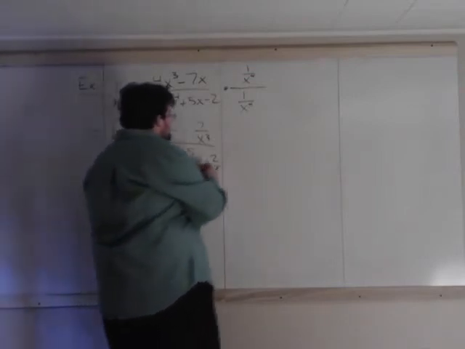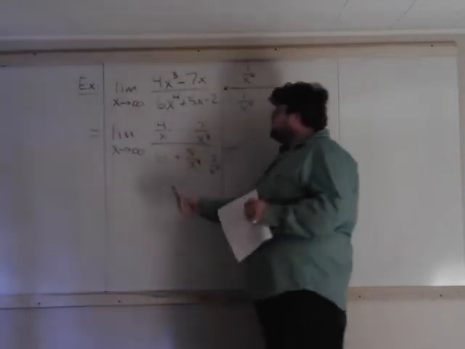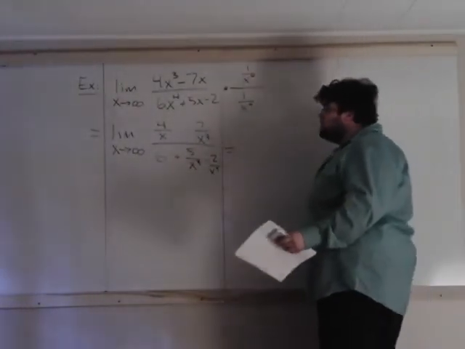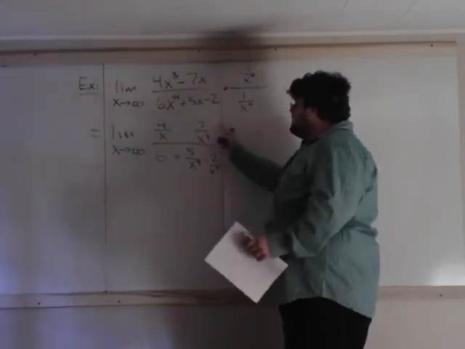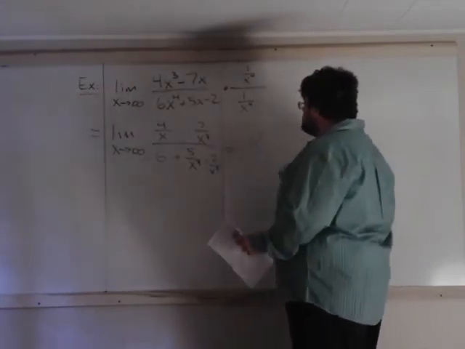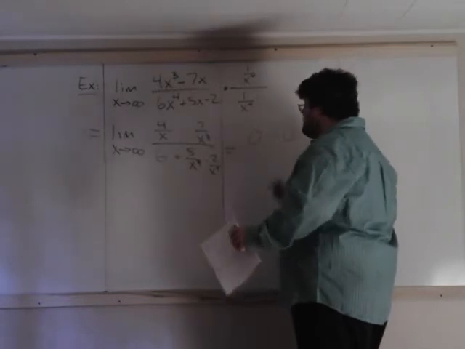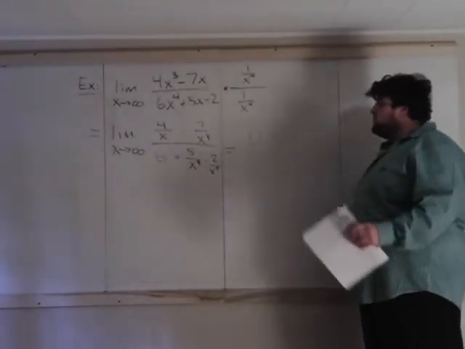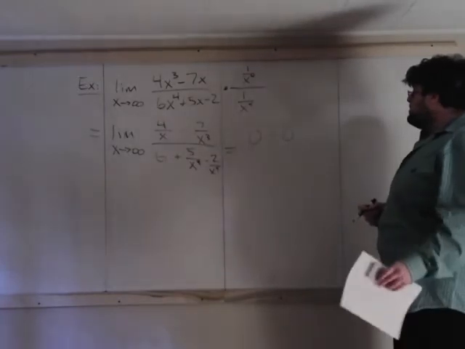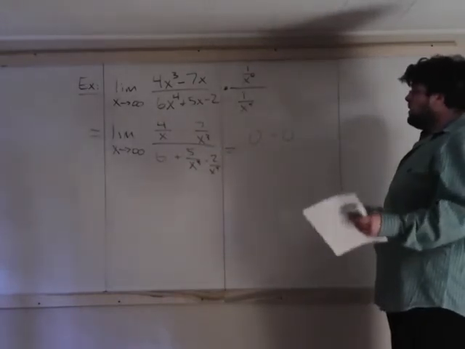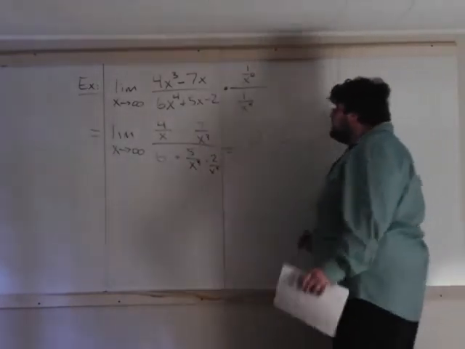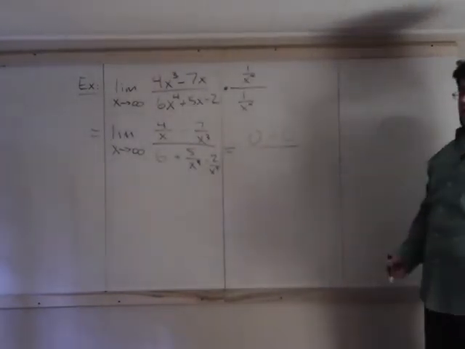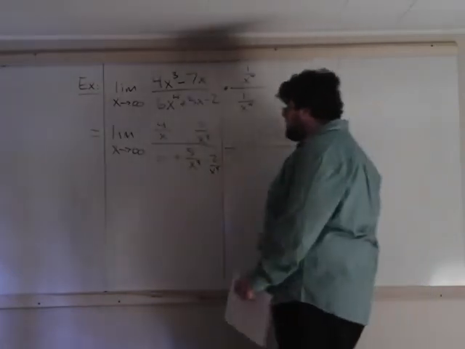This term, 4 over x as x goes to infinity, just goes to 0, because it's 4 times 1 over x. Negative 7 over x cubed also goes to 0. Well, that's great. We know if we have a limit that gives us 0 over 0, then we can't compute it without additional algebra. But if we have 0 over a number, well, that's just a fraction that reduces to 0.